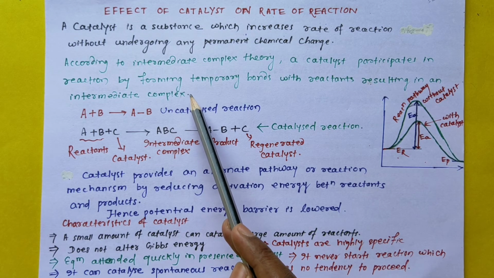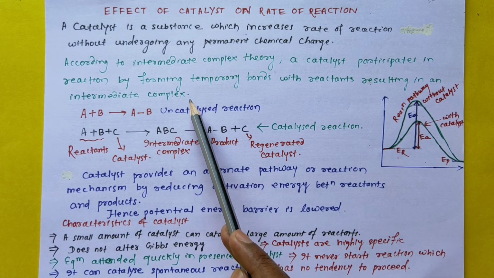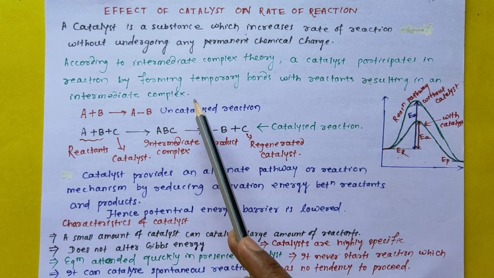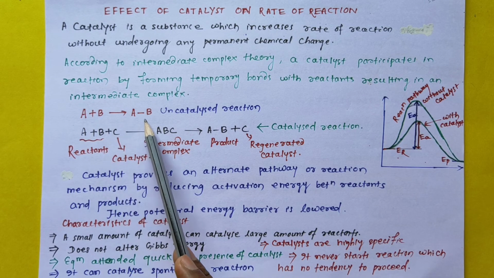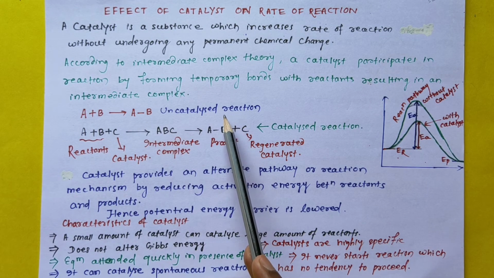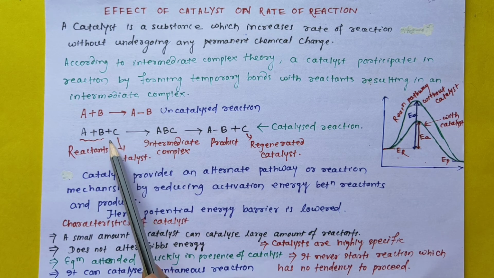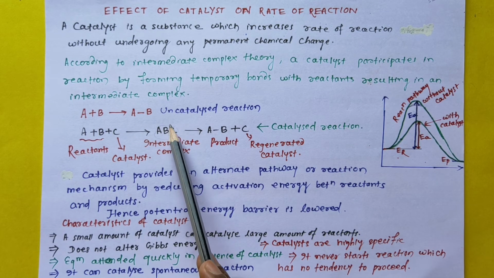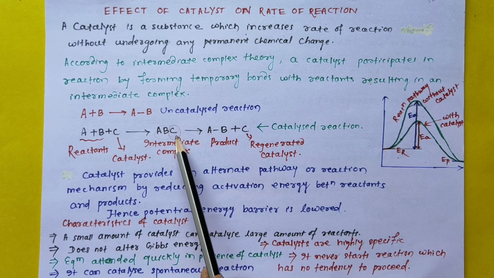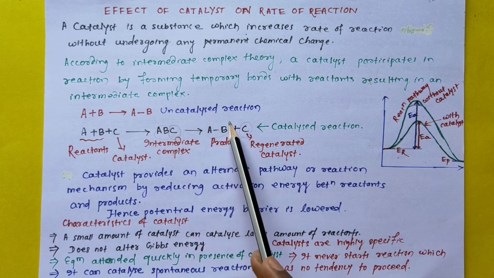A catalyst takes part in a chemical reaction and forms temporary bonds. In the surface chemistry chapter we will discuss this in detail. For example, A reacts with B to form AB. This is an uncatalyzed reaction. But if it undergoes a catalyzed reaction, then the equation will be A plus B plus C, where C is the catalyst, and the intermediate will be ABC. That means C forms temporary bonds, and finally C is regenerated and AB is obtained as the product.